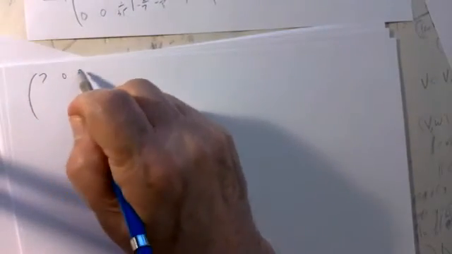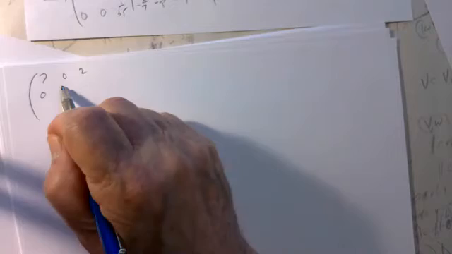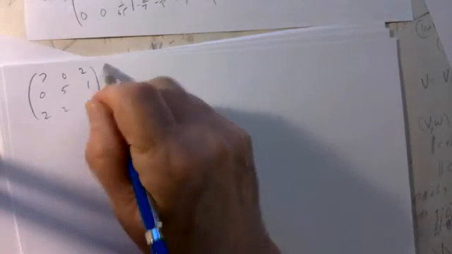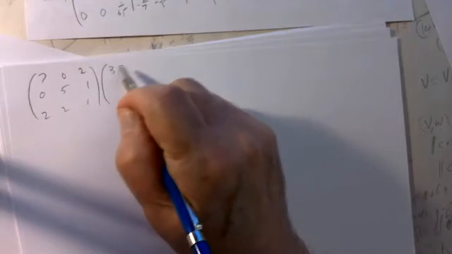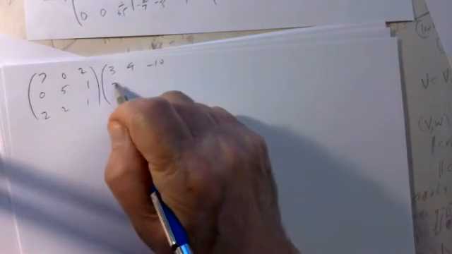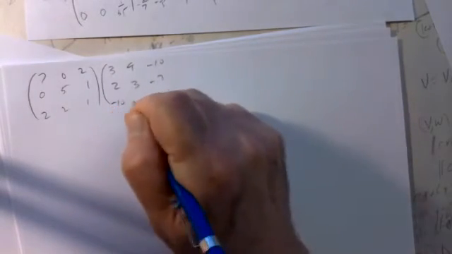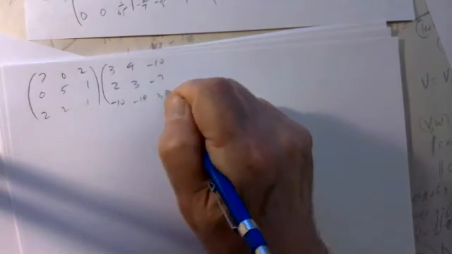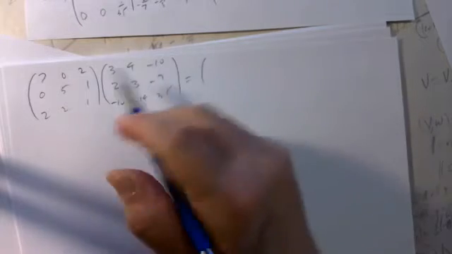And I never do this without making a mistake. So let me just check. I started with the matrix 7, 0, 2, 0, 5, 1, 2, 2, 1. And I might have the matrix as the inverse, 3, 4, minus 10. Let's see, 2, 3, minus 7, minus 10, minus 14, 35.